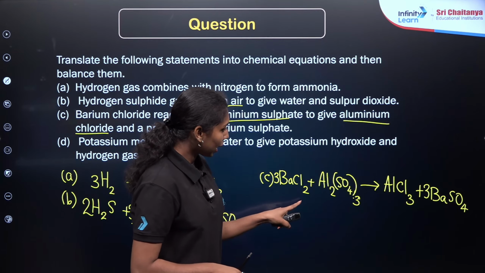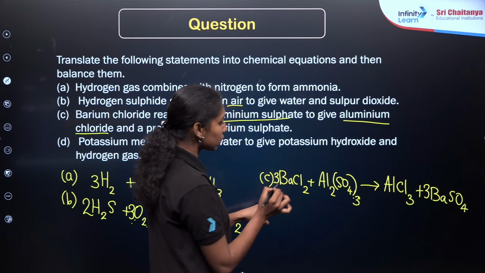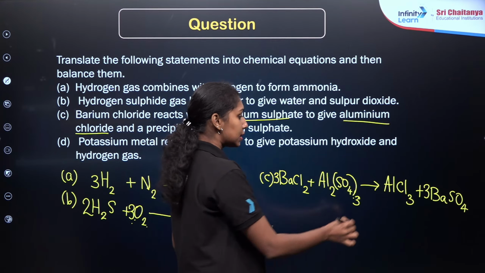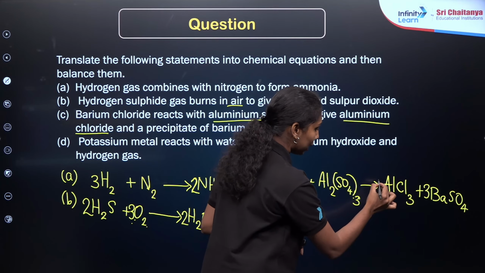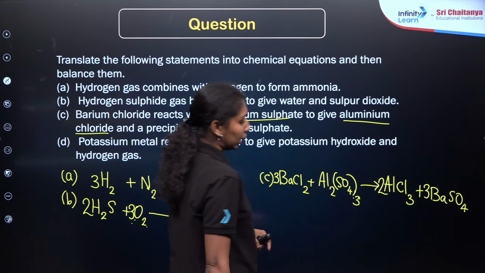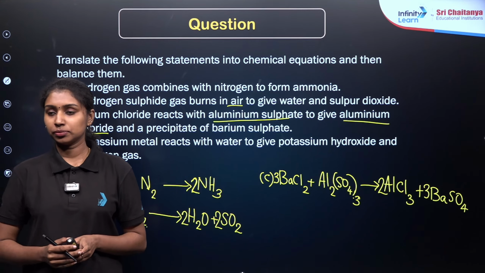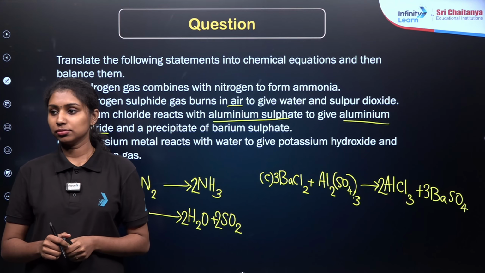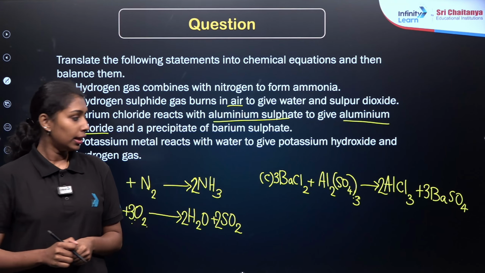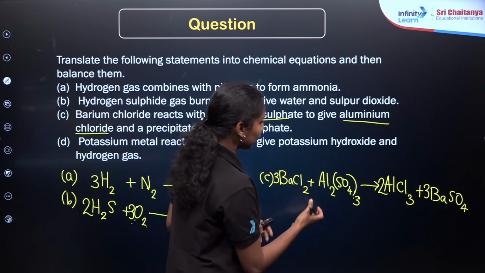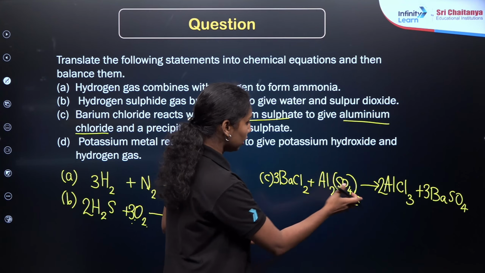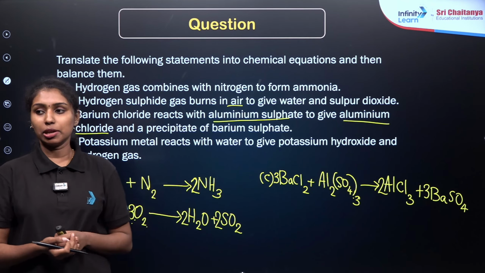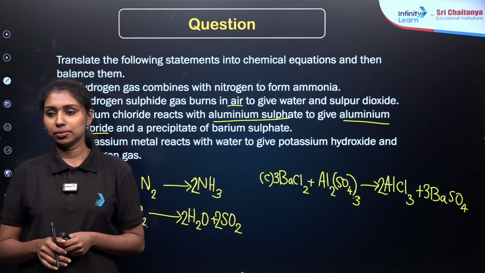We need to balance the chlorine atoms here. 3 into 2, 6 chlorine atoms are present in the reactant part. So in order to balance the chlorine atoms in the product part, I am multiplying with the number 2. Did you get the point? Now you can check the total number of atoms here. Barium is already balanced, aluminum is balanced, sulfate is balanced and chlorine is balanced. Is that clear?